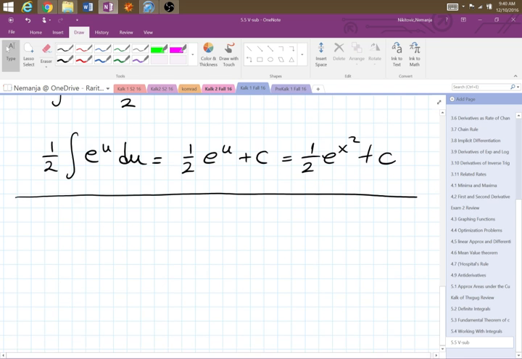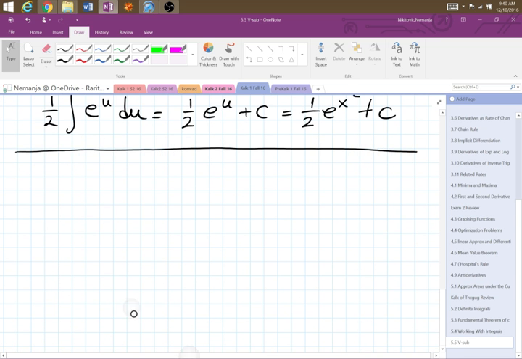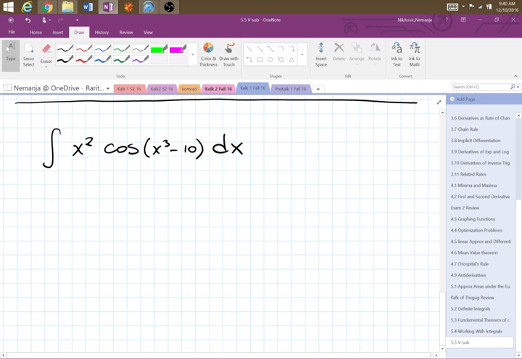Next example, because we can. Now this one is all u. X squared cosine of x cubed minus 10 dx. You got this. Go. You can do it.